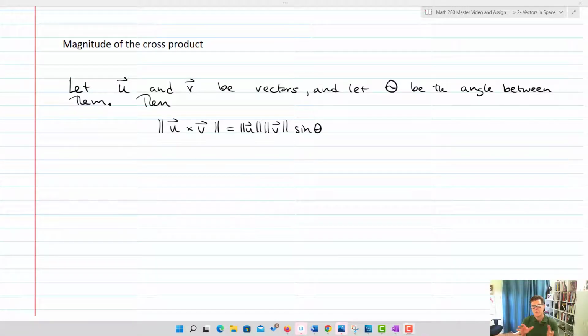So now the next result that we're going to look at with regard to the cross product is very crucial. It has to do with the magnitude of the cross product and its relationship to the magnitudes of its individual vectors. Suppose that we have vectors u and v, and we'll let theta be the angle between them. Then the magnitude of the cross product, u cross v, is equal to the magnitude of u times the magnitude of v times sine theta, where theta is the angle between the two vectors.